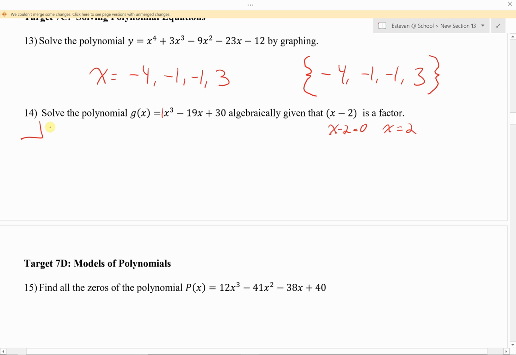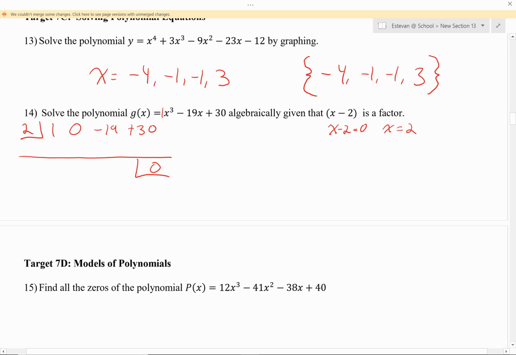First term is 1. See, it's cubed, so the next term has to be x squared. Since x squared is missing, as a place value, we have to plug in 0. Then it's -19x, then 30. Since we know that it's a factor, the remainder has to be 0. And we put 2 in the box.